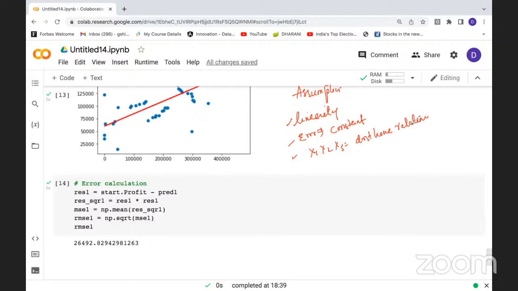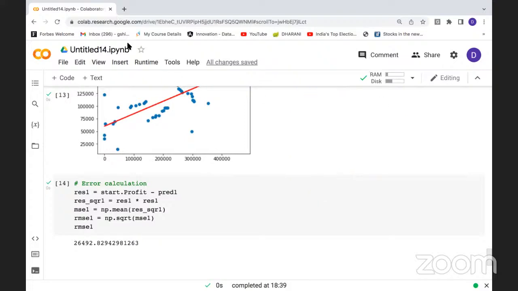And what is the other point? If at all they have a relationship, again you have to solve it. Errors should be constant. And what you are doing here is that the sum of the squared errors should be least. So the evaluation metric here is RMSE. It is nothing but RMSE. So this is your linear regression.